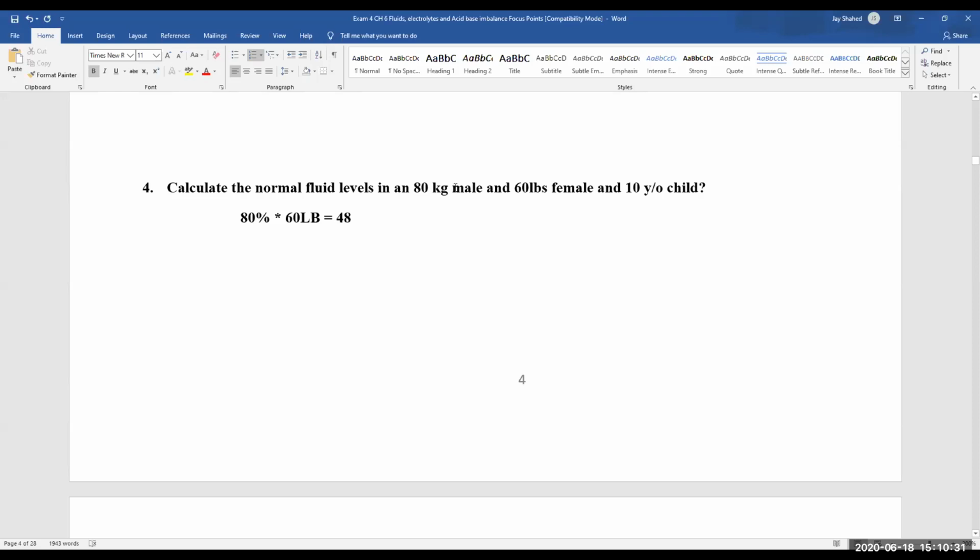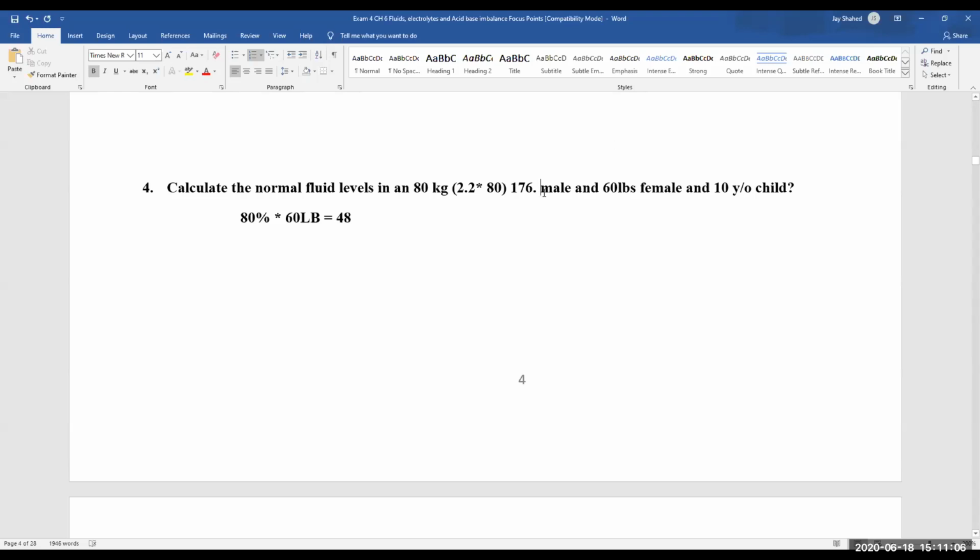So 80 kilo is how many pounds? It is 106. Oh no. 2.2 times what? 80 times 2.2. 80 times 2.2 is 176. 2.2 times 80 is what? That's a big kid. How much? 160? 176. All right. So this guy weighs 176.